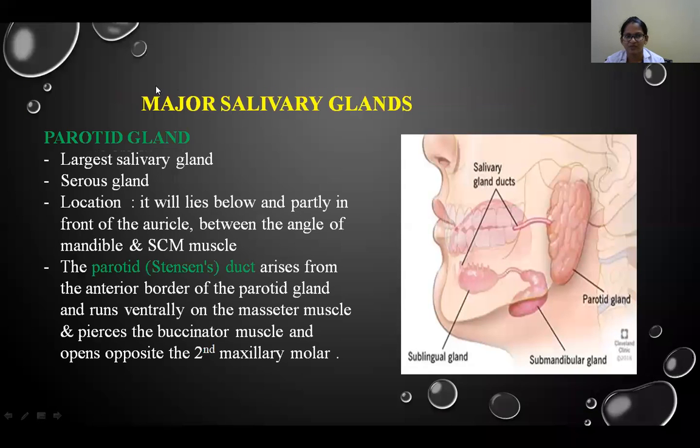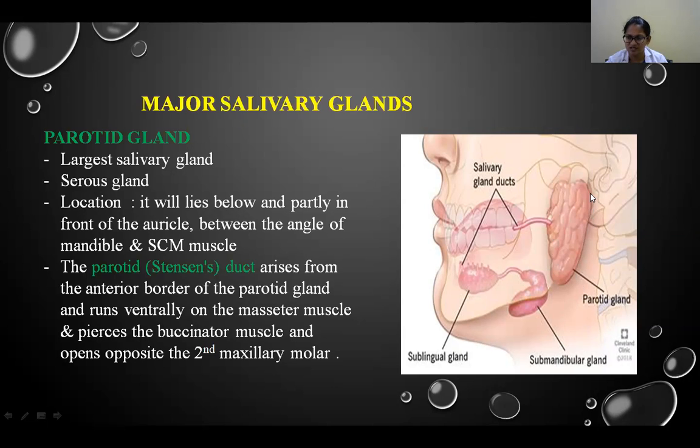Next, coming to the major salivary glands. The three important major salivary glands are the parotid gland, submandibular gland, and sublingual gland. Parotid gland: we have already discussed the parotid gland in gross anatomy. Surfaces, borders, blood supply, nerve supply, all these things we discussed in the gross. It is the largest salivary gland.